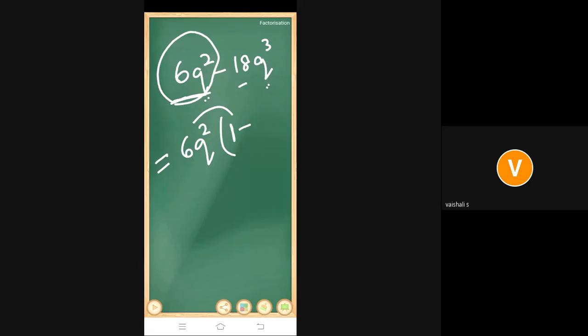Minus 18. 18, how many times in the 6th table? 3 times. Then q cube, q square lying out. So how many q will be lying inside? 1 q. So 6q square into 1 minus 3q will be your answer. This is a general question. Now see fourth subdivision. Minus 16z plus 20z cube. Okay. Both the numbers will come in which table?